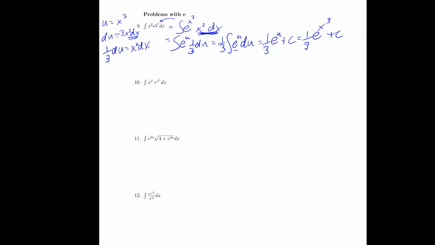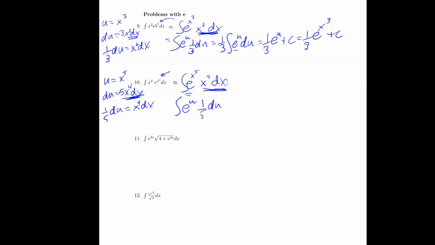All right, so similar here, I'm going to let u equal x to the 5th. du will be 5x to the 4th dx. If I take the time to rewrite this, I'd have x to the 4th dx. I'm going to have e to the u, and now I'm looking for x to the 4th dx. There it is. So 1/5 du is x to the 4th dx. So 1/5 du. All right, carry along the 1/5.